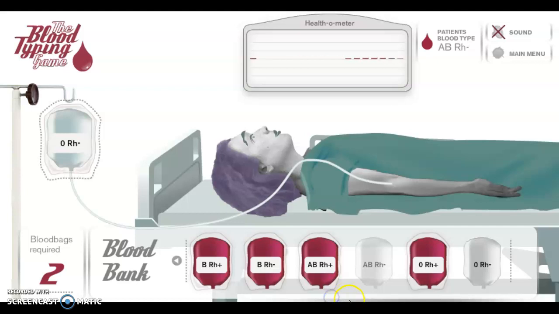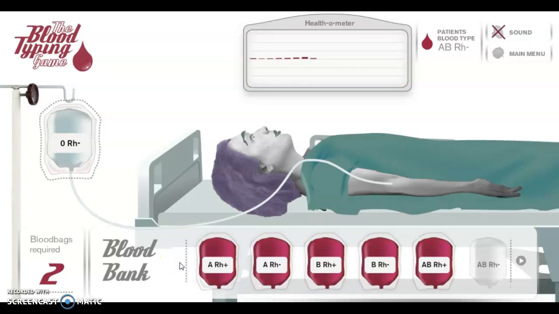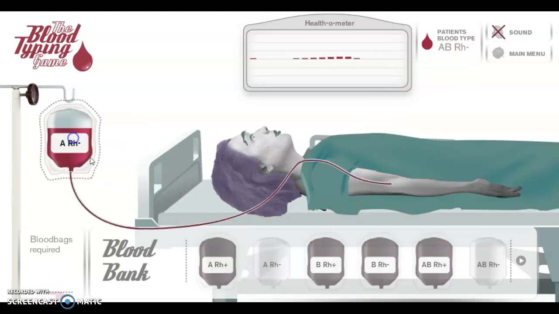Next up, we know we don't want to give her anything with positive, so we want to avoid all the positives. Notice here we have A Rh negative. Since she has A antigen already, if we give her some blood that has A antigen on it, her body won't reject that. It won't recognize that as being foreign because she already has A antigen on some of her blood cells because she already has AB blood. So let's go ahead and give her that.